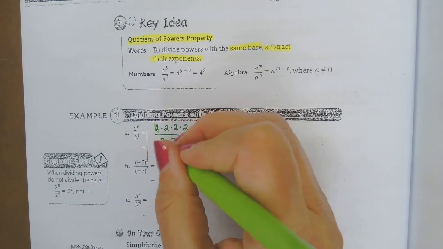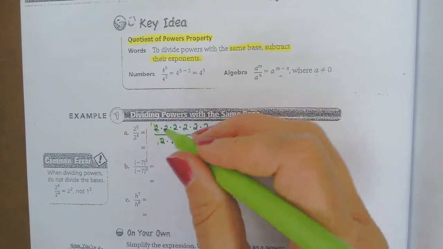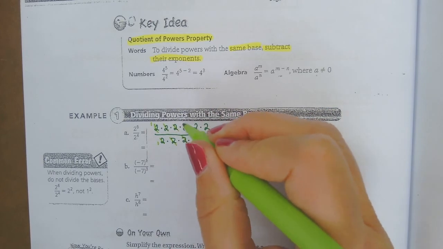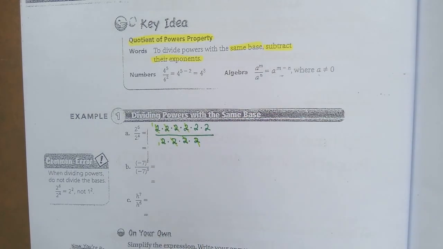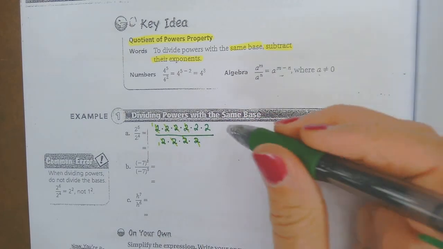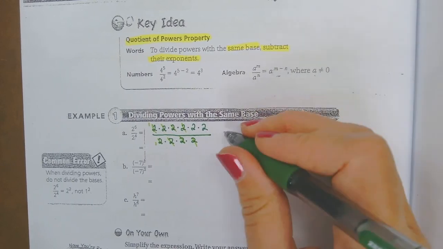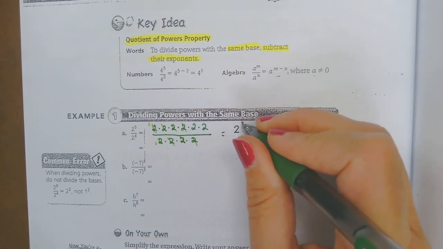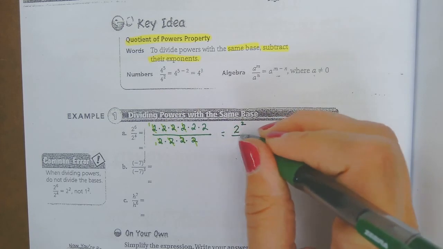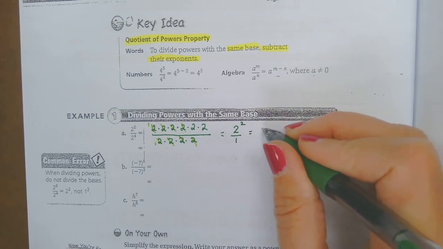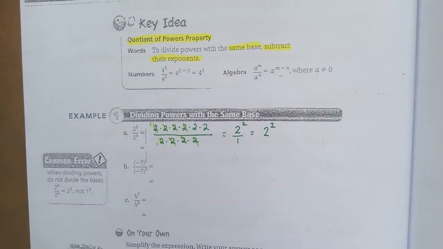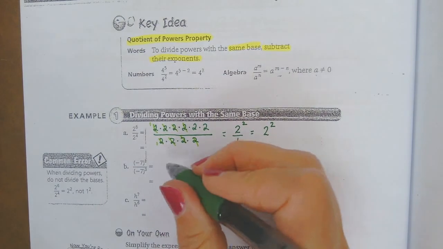So remember, 2 divided by 2, that's a 1 and that's a 1. Those cancel each other out. So what we would have is on the top 2 squared, and on the bottom you would have 1, which is also the same as just 2 squared. Right?